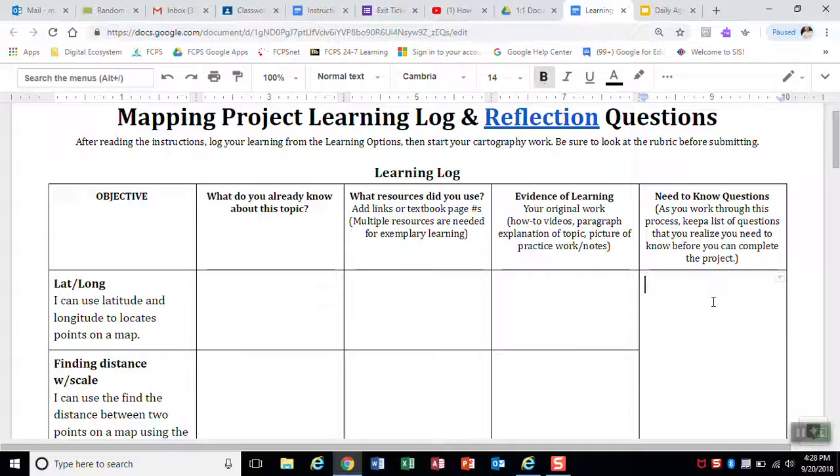The fourth column over here is need-to-know questions. So this is where you want to keep a list of questions that come into your head as you're trying to make your project, as you're trying to make your maps. Questions might come to your head in the beginning, they might come to your head in the middle. Whenever a question pops into your head, jot it down, and then when you have access to your learning log, make sure that you log it in here.